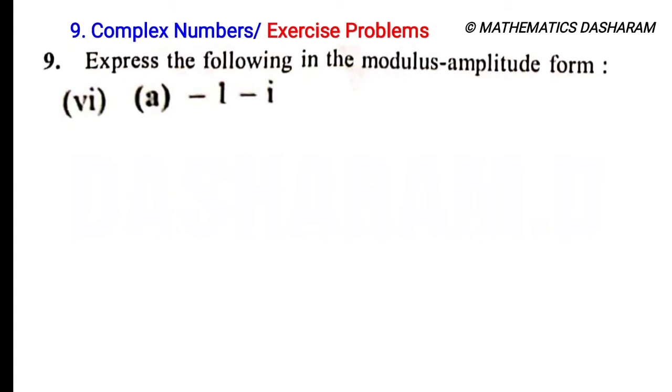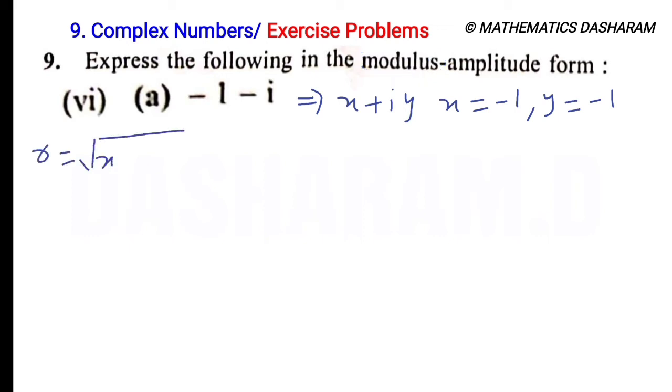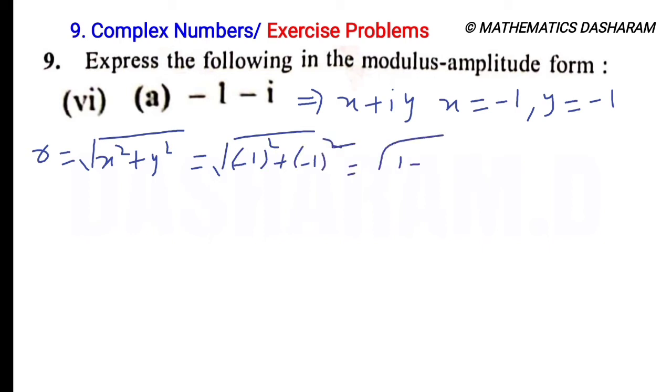Sixth problem, minus 1 minus i. So minus 1 minus i, compare with x plus iy. So then x value minus 1, y value also minus 1. First find out the modulus. So the modulus is denoted with a small r. Its formula is under root x square plus y square. So under root minus 1 whole square plus minus 1 whole square. So it is equal to 1 plus 1, so root 2. So r equals root 2.